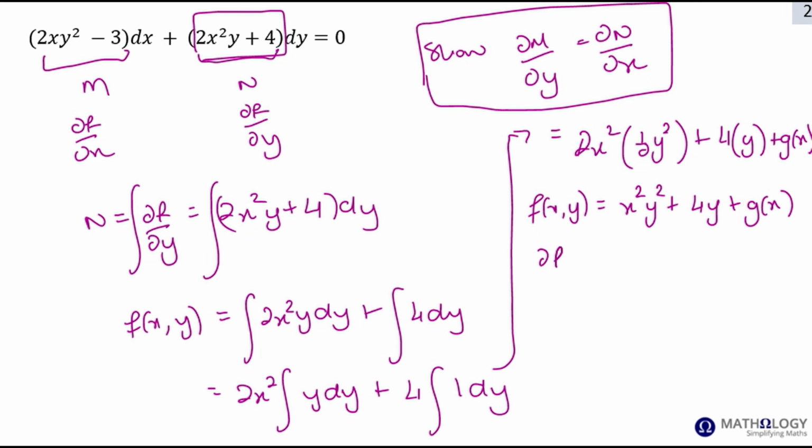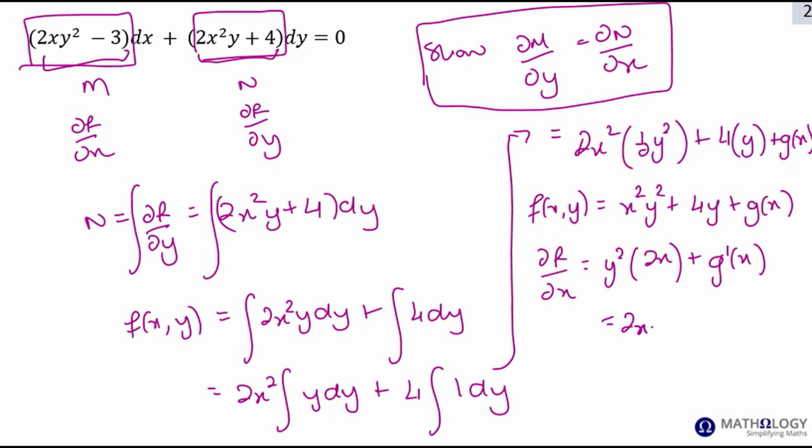We're now going to take the partial of f with respect to x. The reason is we want to match this up to the expression that we had for m, which is the partial of f with respect to x. So with respect to x, y squared is your constant, so we'll just put that out in front. The derivative of x squared is 2x. The derivative of 4y with respect to x is going to be 0, because 4y is a constant with regard to x. And the derivative of g of x will just be g prime x. Just clean that up, 2xy squared plus g prime x.